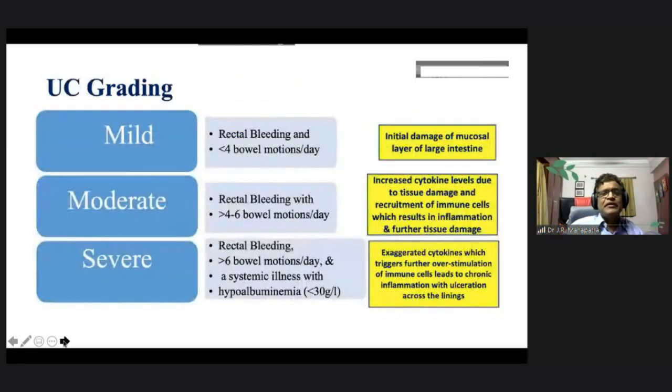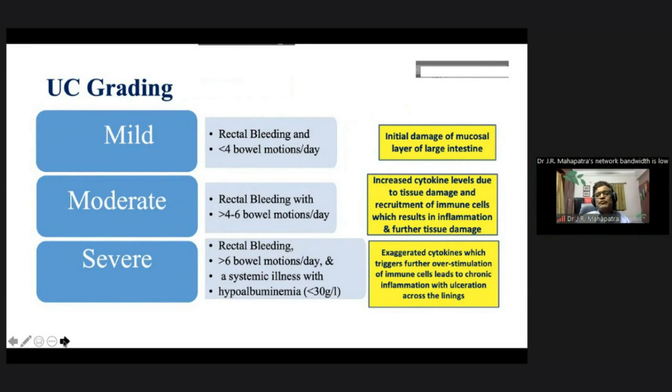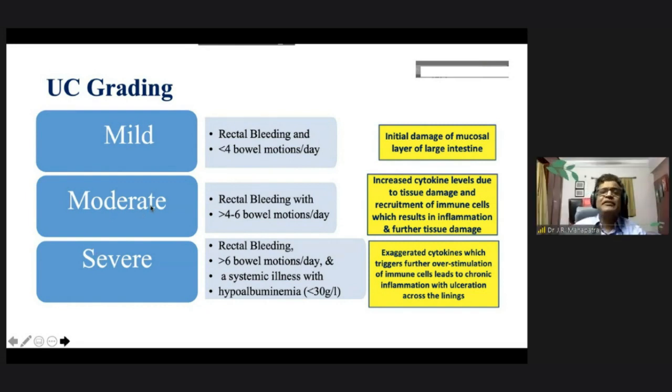It could be mild, moderate, or severe. Rectal bleeding with fewer than 4 bowel motions is mild. Rectal bleeding with 4 to 6 bowel motions is moderate. Rectal bleeding with more than 6 bowel motions with a systemic illness, or if hypoalbuminemia is there, less than 30 gram per liter, it's called severe.